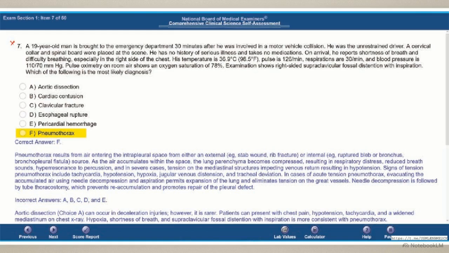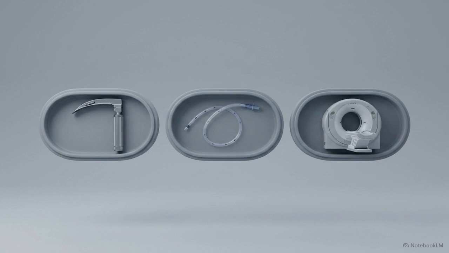This clinical vignette from the NBME shows exactly how this is tested. We have a 19-year-old motor vehicle collision victim in severe respiratory distress, showing profound hypoxia, hypotension at 110/70, and right-sided supraclavicular distension. The choices force a decision between airway management, diagnostic imaging, and mechanical decompression.